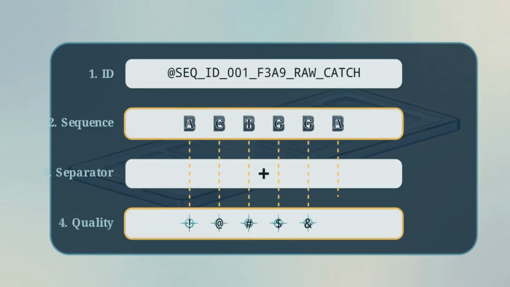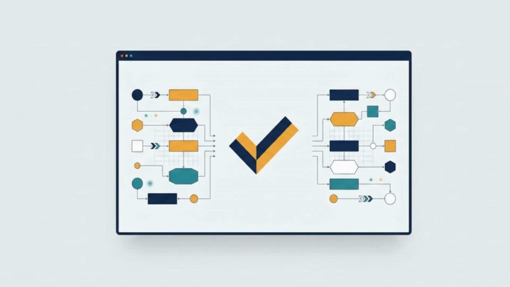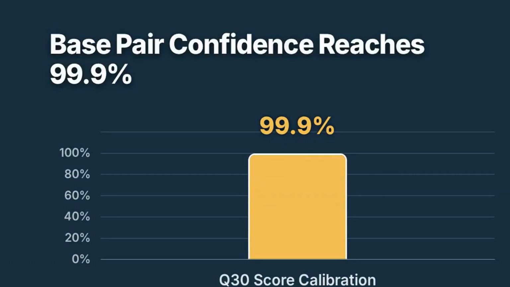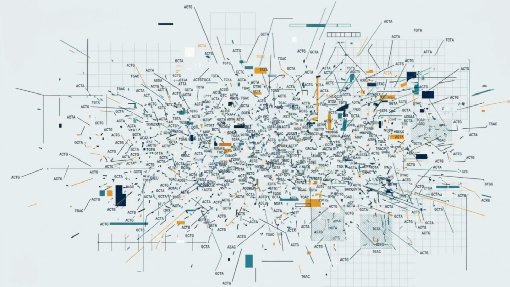But the hardware isn't perfect. That's why line 4 contains the quality string. Each keyboard symbol here maps 1-to-1 directly beneath a specific DNA letter from line 2. These symbols represent a Phred quality score. If a letter gets a score of Q30, it means the machine is 99.9% confident it identified that specific base pair correctly. We now have millions of high-confidence reads, but they exist in a vacuum.